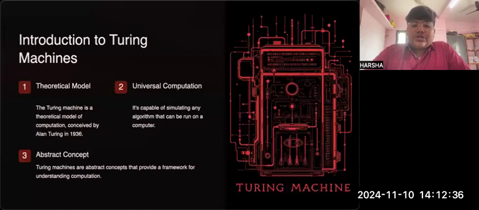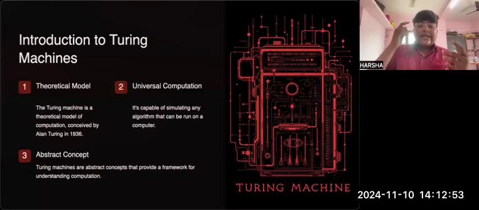Introduction to Turing machines. A man named Alan Turing came up with this idea in the 1930s. Imagine a machine that can solve any problem by following simple steps, like following a recipe. This is what a Turing machine does. It's a model of how computers think step by step to solve a problem.